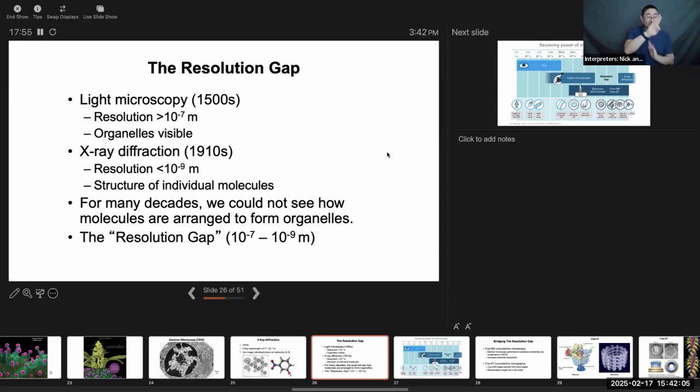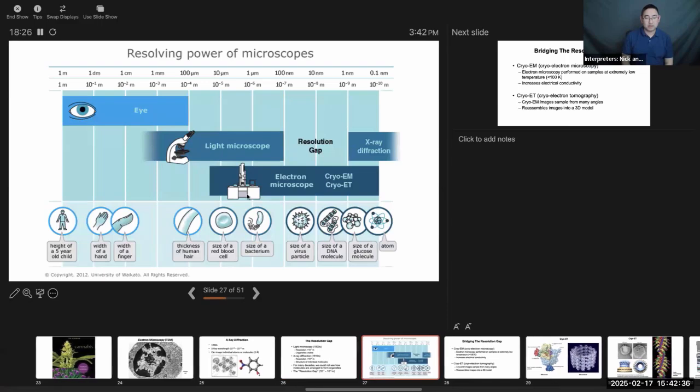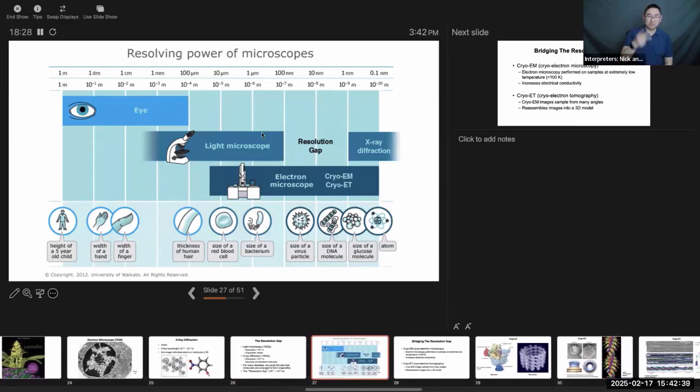X-ray diffraction allowed you to see things that were 10 to the minus 9 or smaller, but nothing in between. There was a whole range of sizes, from 10 to the minus 7 down to 10 to the minus 9 meter scale, that we simply couldn't see, which meant you could just barely see organelles, but you couldn't determine the 3D structure of the organelle. You could see individual molecules, but you couldn't see how the molecules were packaged together to form bigger structures in the cell.